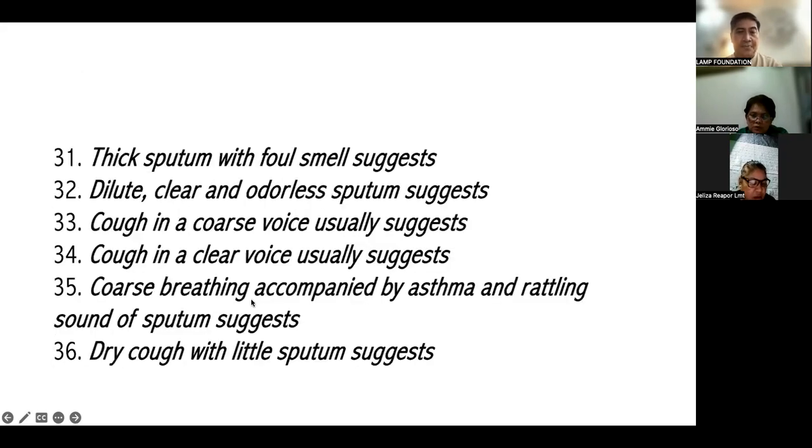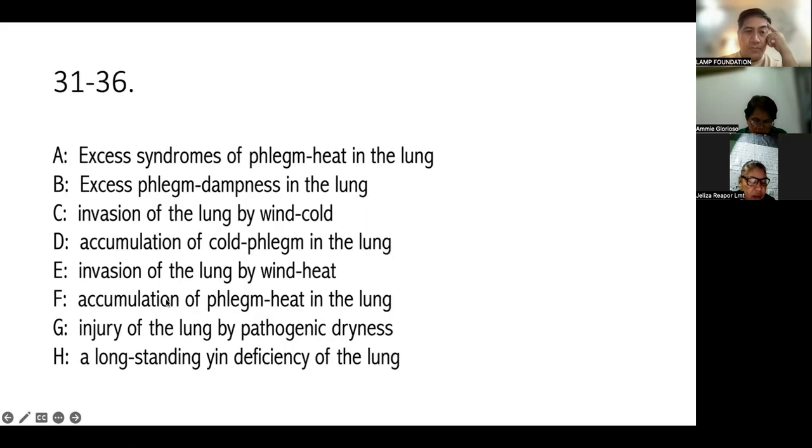Number 34, cough with clear voice usually suggests E and F. My answer is E and F. May boses po. Ang sagot po is invasion of the lungs by wind heat, and accumulation of phlegm heat in the lungs. Pag nawawala yung boses, cold. Ito naman po, clear yung voice. Okay.